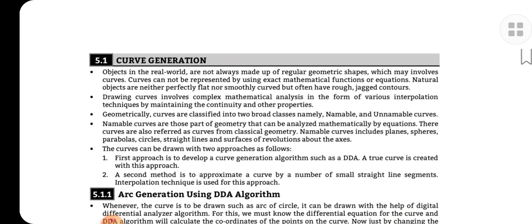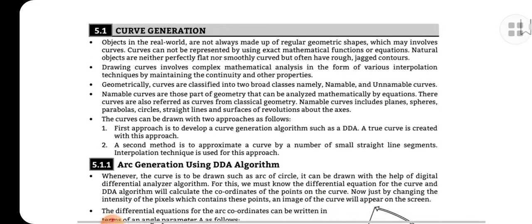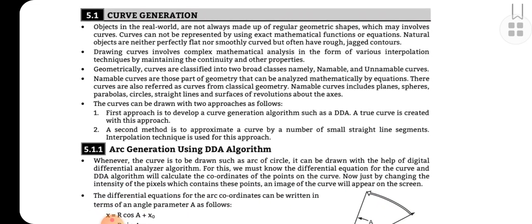A curve can be drawn with two approaches as follows. The first approach is to develop a curve generation algorithm such as DDA. A true curve is created with this approach. The second method is to approximate a curve by a number of small straight line segments. An interpolation technique is used for this approach.